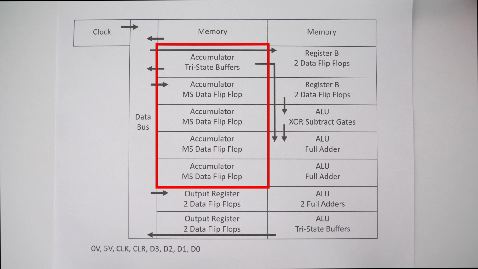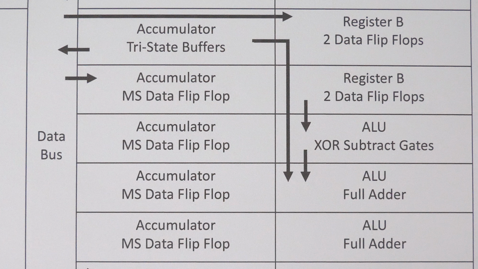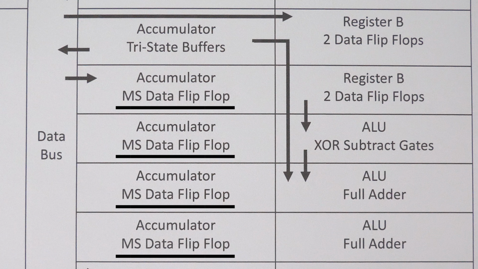Next, let's look at the accumulator register, and this actually takes 5 breadboards to build. So we have 1, 2, 3, 4, and 5. And this is actually the first register that I built to hook up to the data bus. So if we look at how this is built, the top breadboard actually contains the tri-state buffers, and then the next 4 contain master-slave data flip-flops.